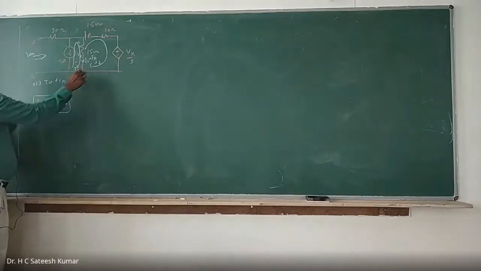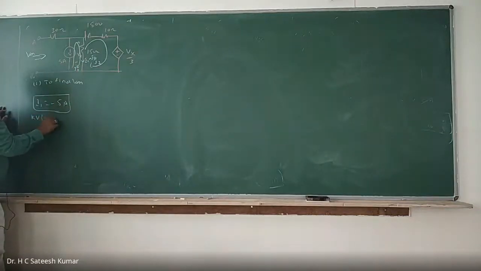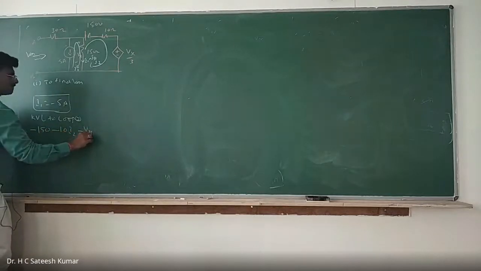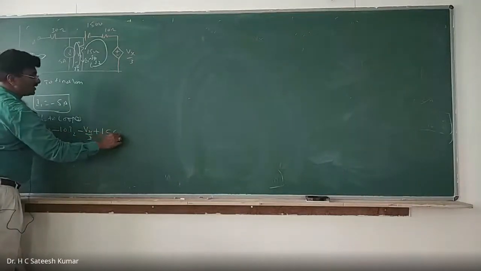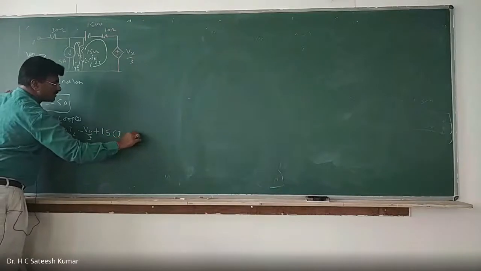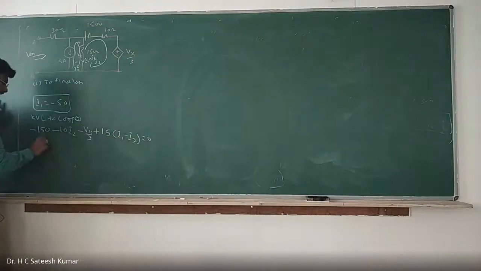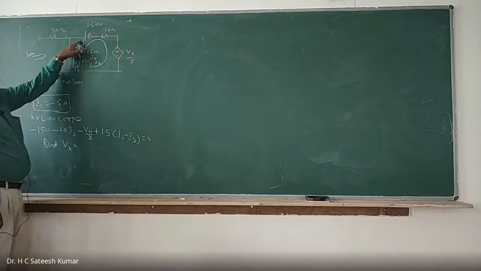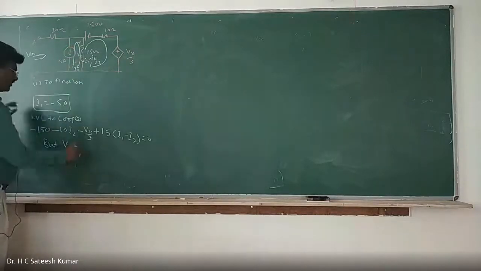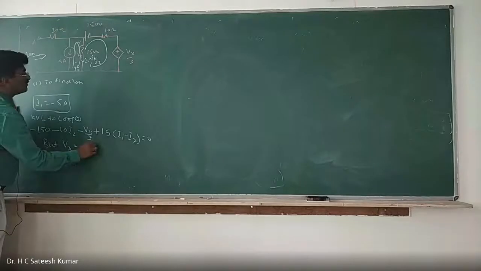Now KVL to loop 2. What will you get? Start from this point: plus to minus, 150 minus 10 into I2 minus Vx by 3 plus 15 into I1 minus I2 is equal to 0. But what is Vx? Vx is equal to this voltage. The current is going from lower potential to higher potential; it should go from higher to lower. Therefore, it should be negative: negative 15 into I1 minus I2.